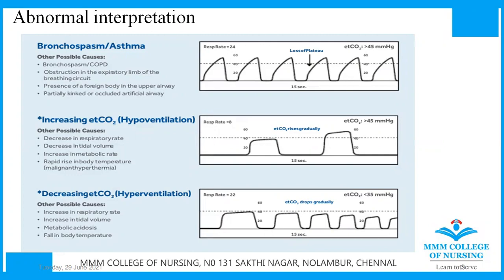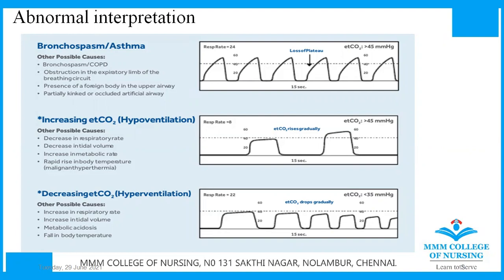These waveforms may have an abnormal interpretation in patients with the following conditions. In bronchospasm, asthma, and other possible causes like COPD, obstruction in the expiratory limb of the breathing circuit, presence of a foreign body in the upper airway, or a partially kinked or occluded artificial airway, the waveform loses the plateau, and the end tidal carbon dioxide level will be more than 45 mm of Hg.